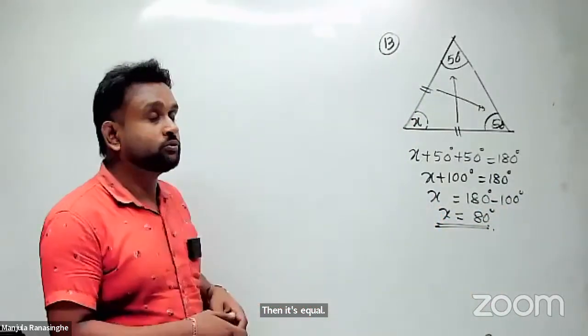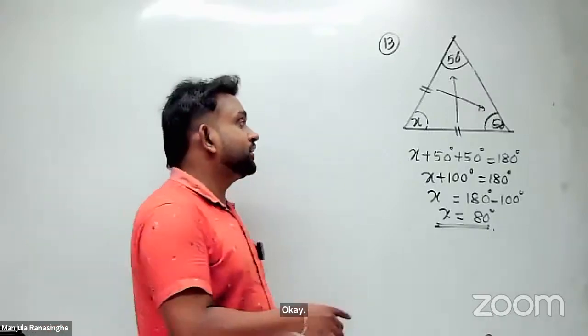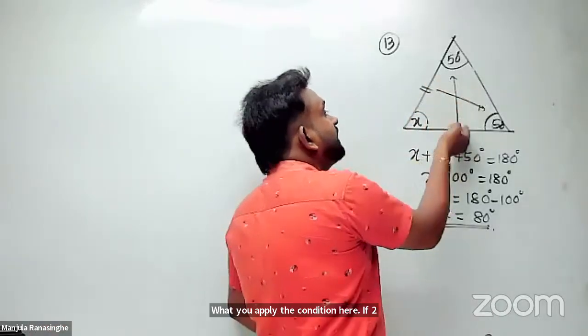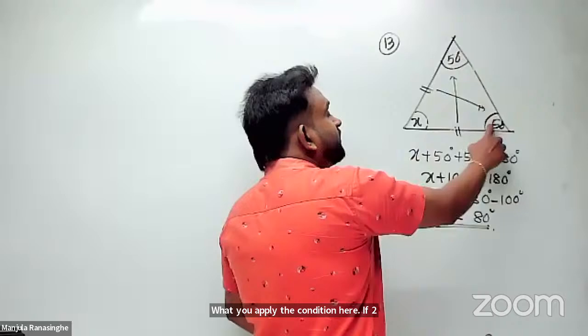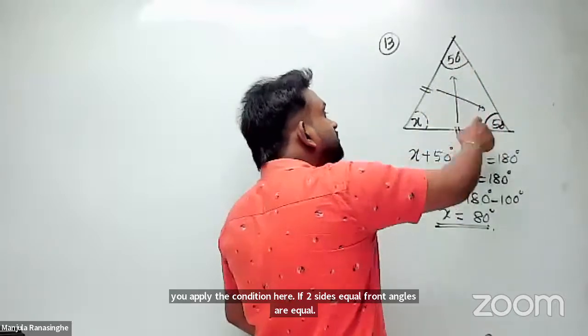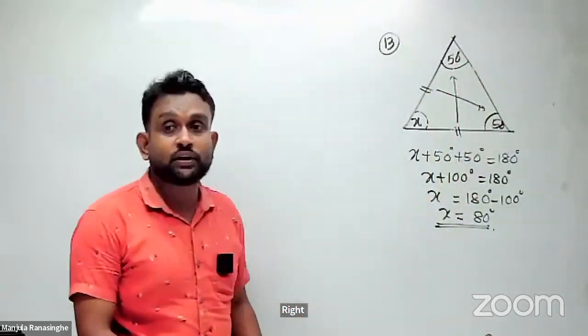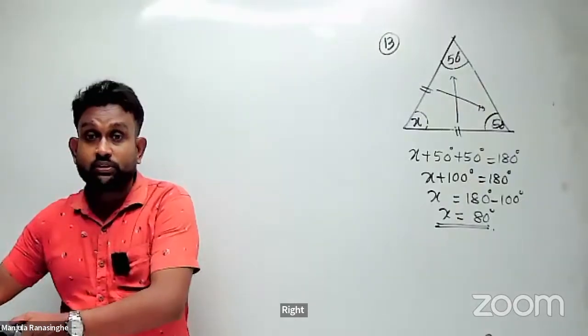So what condition did we apply here? If two sides are equal, their opposite angles are equal. You mark 50 and 50 here, then the interior angles add up to 180. So that's question number 13.